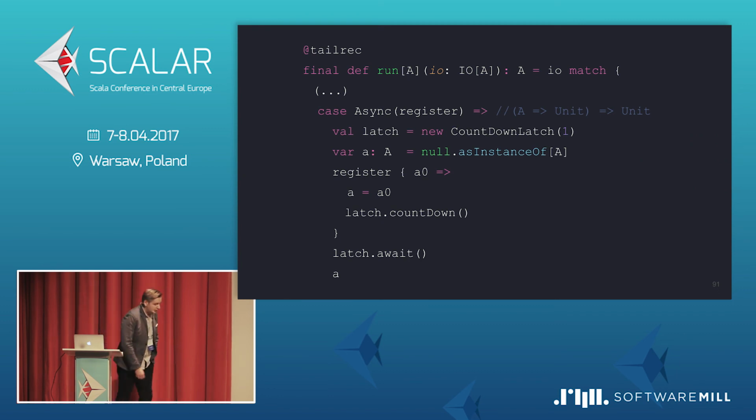You can create a local placeholder for the value, and in the register function, this is the callback. This is the onDone from the previous slide. So when you're done, just pass this value to me. I will just assign it to my local placeholder, and I will release the latch, and I will go on with my life, right? And return A at the end.